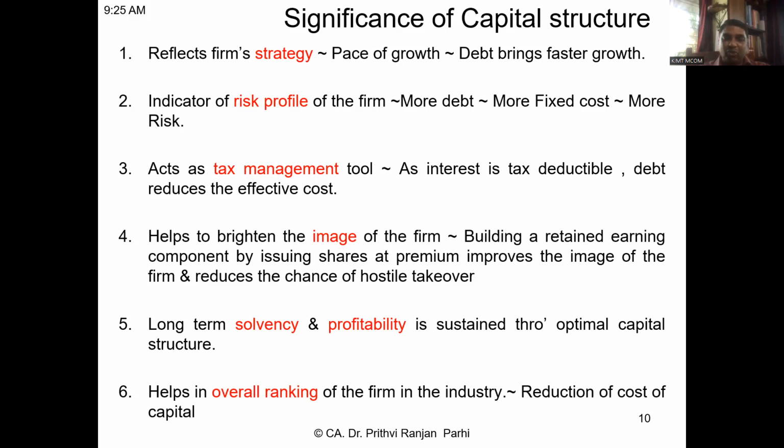It also helps in the overall ranking of the firm in the industry. Because a good capital structure helps in reduction of cost of capital and increases the profitability. So it improves the overall ranking within the industry. So friends, we broadly understood what is capital structure and what is its significance, what is its importance, various types of capital structure. We have learned up to this in this session.